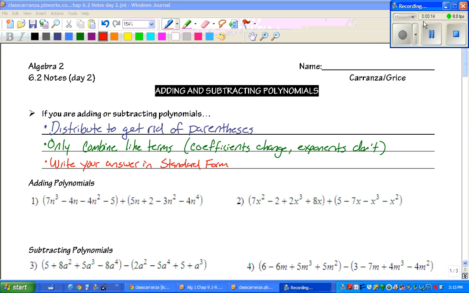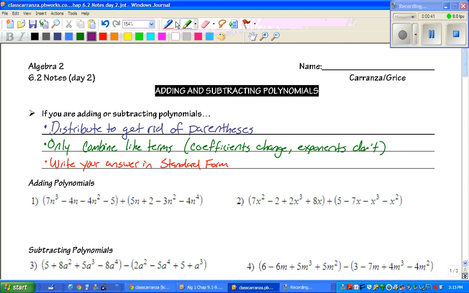Now if I move too fast, go ahead and pause the video so you can get down all of the necessary definitions. So, 3 rules for adding and subtracting polynomials. 1. Distribute to get rid of the parentheses. 2. Only combine like terms. And remember, coefficients change, but the exponents don't. And then write your answer in standard form.